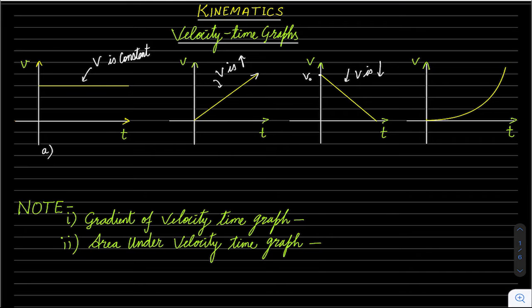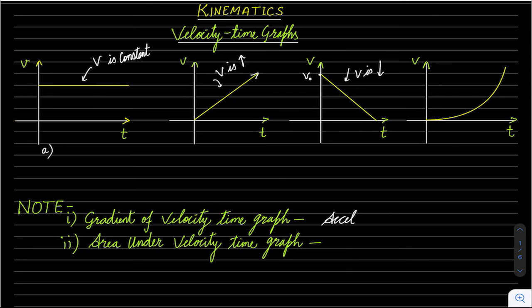Now the next thing, what does a velocity time graph tell us? First thing that we will note here is the gradient of a velocity time graph represents acceleration. So in the first graph, you can see my velocity is constant, and this is a straight line parallel to the t-axis, or you can say x-axis. So my gradient is 0. So in the first case, my acceleration is 0. Velocity is constant.